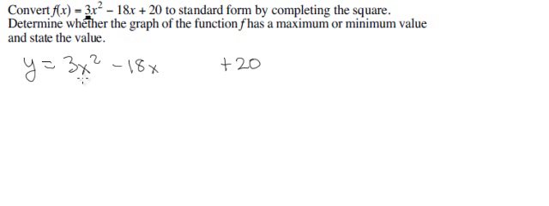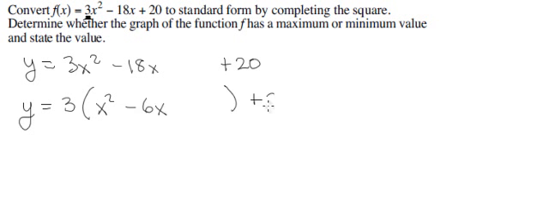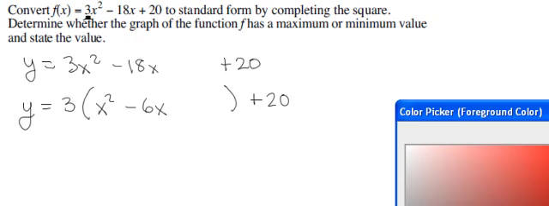So the new thing, when there's a coefficient in front of this first term, we're going to factor it out of these two terms. Don't worry about factoring it out of the 20, there's no need. Just the first two terms. So 3 comes out. That leaves us with x squared, negative 18 divided by 3 is negative 6x. Close bracket. And here's the plus 20, totally frozen out, just standing there. Now, we're basically back to our old procedure.